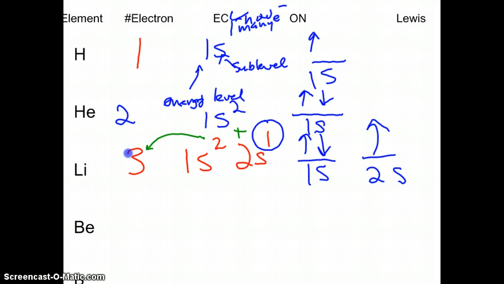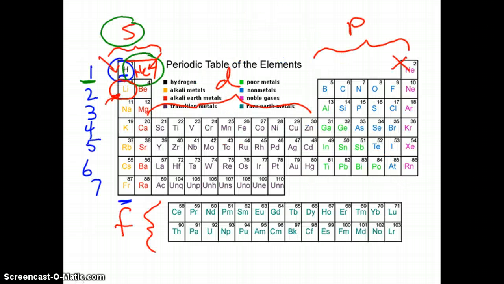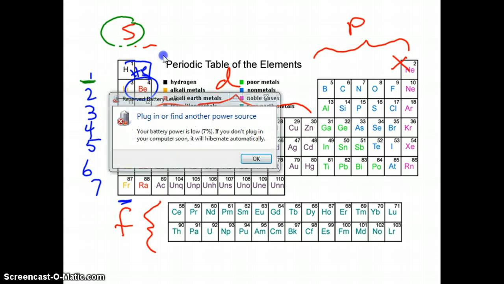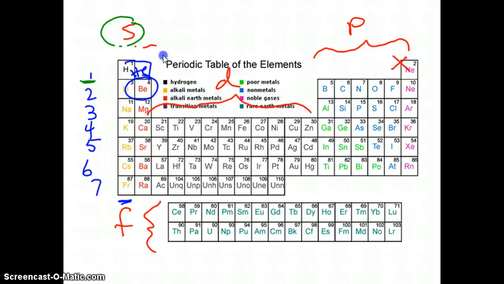Okay, let's look at beryllium. Beryllium is found right here at number 4. I'll erase this because it's getting kind of crowded up there. So I'll put helium back in though. So here is beryllium. It has atomic number 4. There's 4 electrons. So if you notice, where are the electrons? It's in the 1s2. And then the third and the fourth one are in the 2s2.